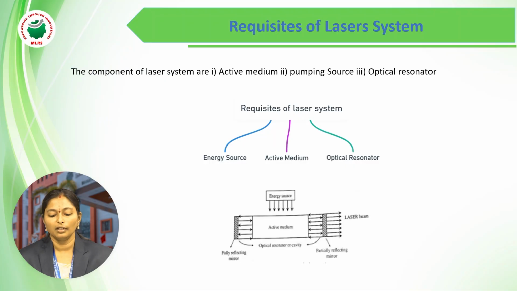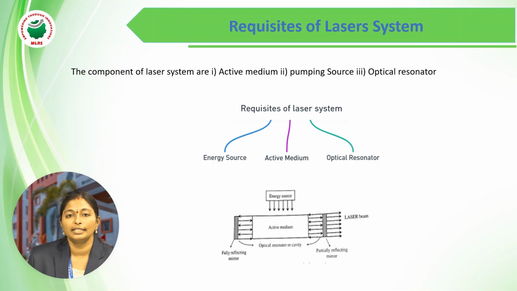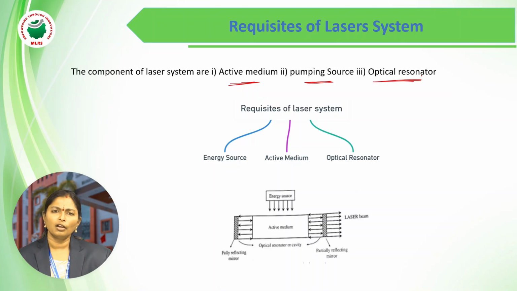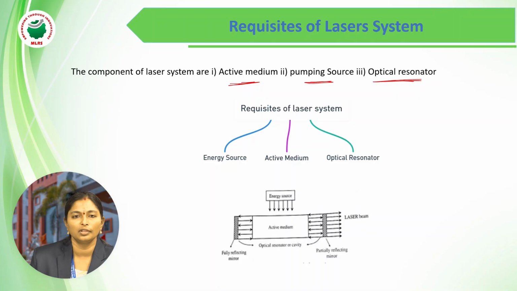So what are the requirements for the lasing system? For each and every laser system, there are some basic components. What are the basic components? There are 3 major basic components. The first one is the active medium, the second one is the pumping source, and the third one is the optical resonator. Whatever laser we take, these 3 are the important things. Without these, we can't build the laser. So what are those 3?